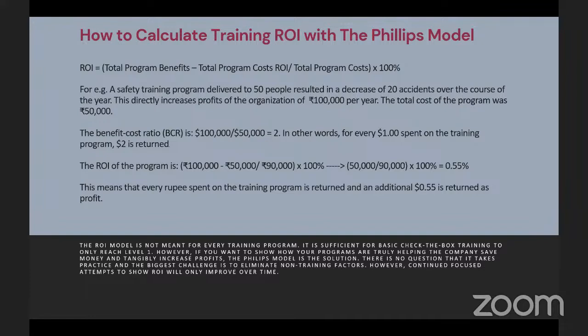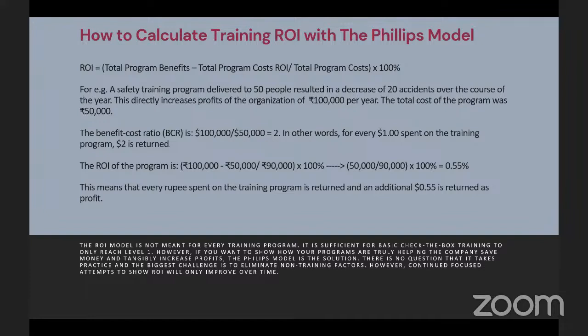So this directly increases the profit of the organization by up to 1 lakh rupees per year. So in case you have invested in a safety training program for 50 people, and because of that training program, 20 safety-related accidents have been avoided, the company automatically gains 1 lakh rupees in a year. The total cost of the program was, for instance, 50,000 rupees. So the benefit cost ratio is 1 lakh divided by 50,000 rupees. So it comes to two.